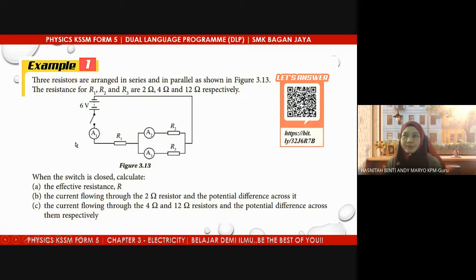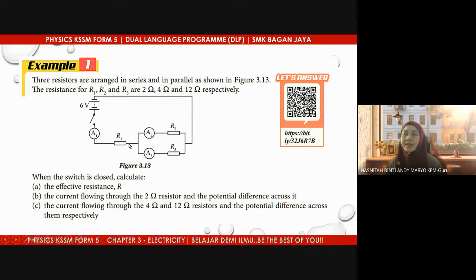How? Okay, what kind of series is this, students? Okay, go, just say parallel. How about the rest? Actually, this one is a combination of parallel and series.